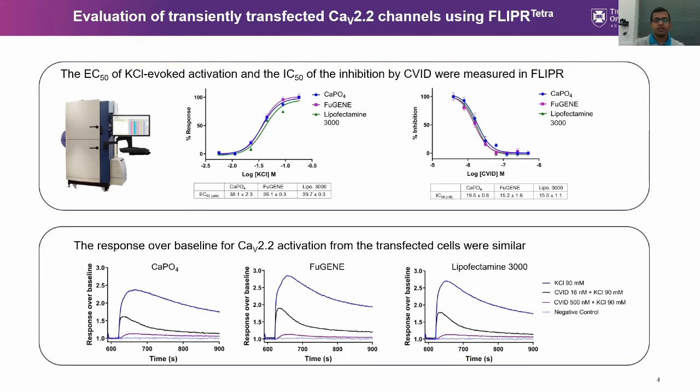Here you can see the raw traces from FLIPR. It shows that the response over baseline for CaV2.2 activation from calcium phosphate, FuGENE and Lipofectamine 3000 mediated transfected cells were almost similar.